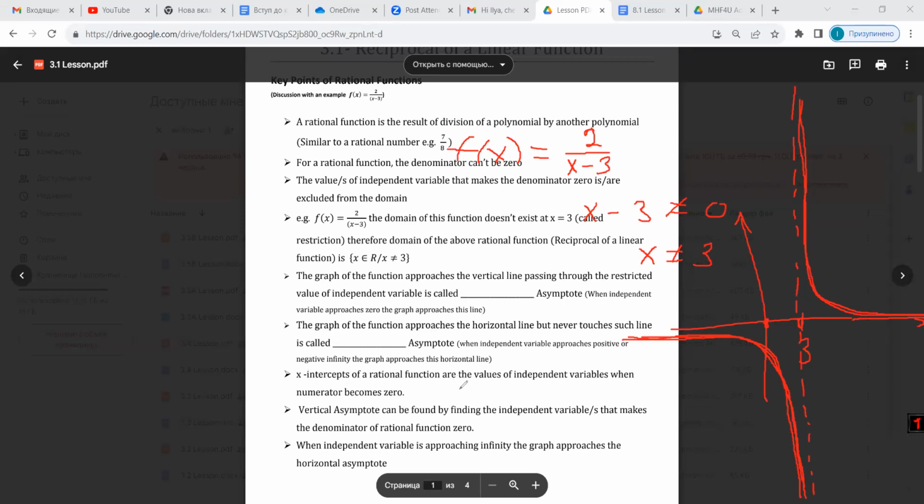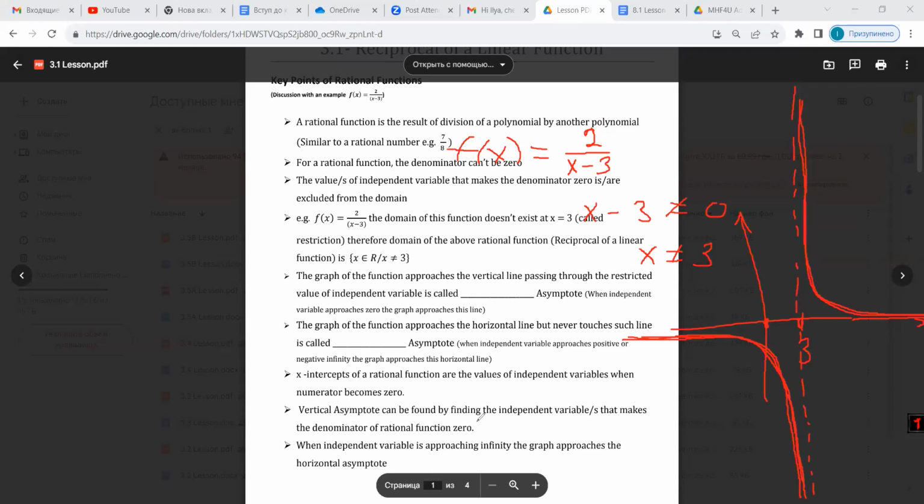X-intercepts of rational functions are the values of the independent variable when the numerator becomes 0. For this particular example, there is no such number that would give us a numerator equal to 0, or will give us a function equal to 0 at all, which means this example has no zeros. So we have no x-intercepts.